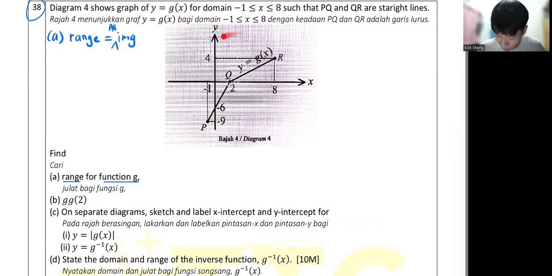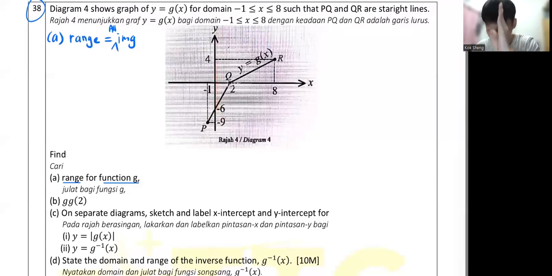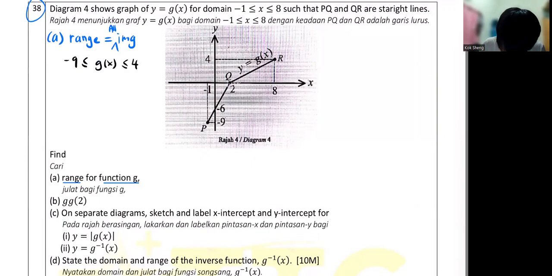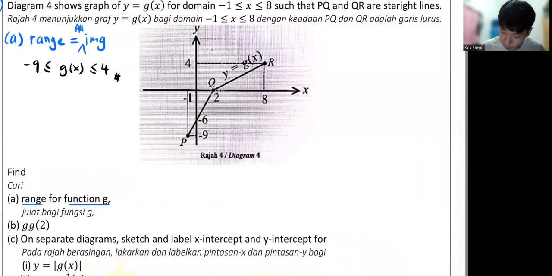So look at the graph here. Look at the y. Y is image, right? From -9, the smallest, all the way until the biggest, 4. So this is all your image, right? Correct? So yeah, can write the answer already: from -9 to 4. Done already. Let's go for B.